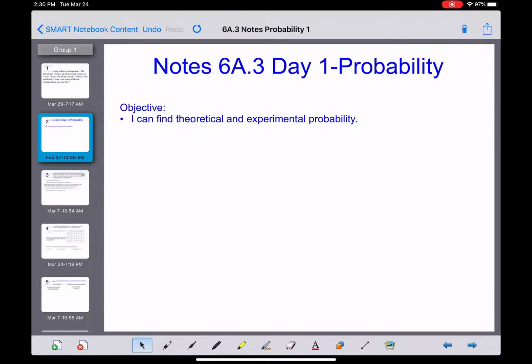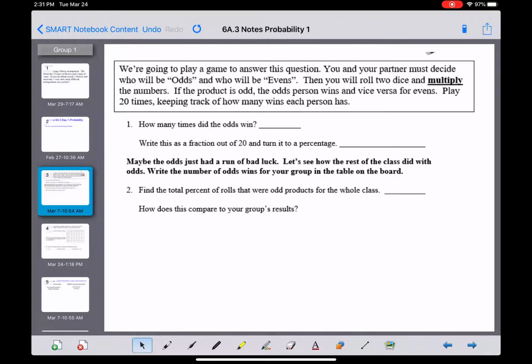So today we are going to start with probability. This video will be broken up into two different parts. We are going to figure out theoretical and experimental probability. So this was going to be a game that we played in class. If you have any dice, you can go ahead and play it. Otherwise, you can just use the data I give you.